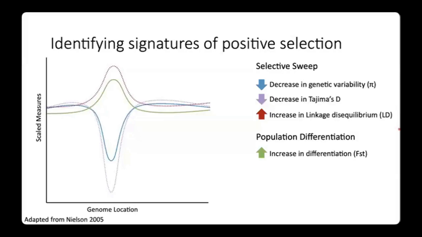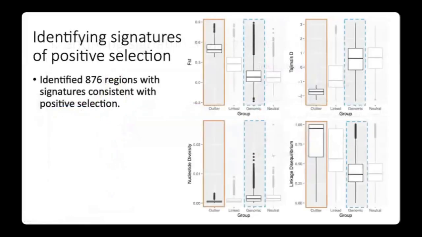We are also interested in targeting regions under new directional selection, or selection that is divergent from which may have been present in the New Guinea population. So thus, we were also looking to target regions with high measures of differentiation between the Australian population and the progenitor population. So using this method, we identified 876 regions with signatures consistent with the 4 measures of positive selection.